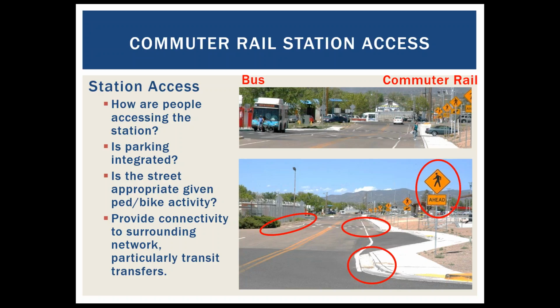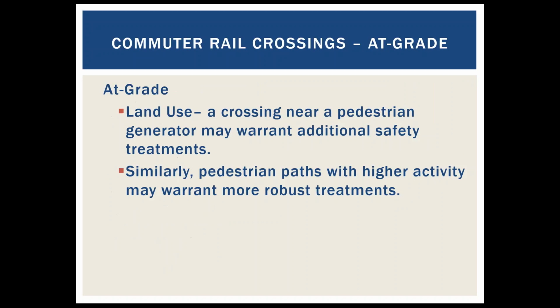Is signage effective, or is it not effective in alerting people to the conditions that are present? So those are considerations of ours as well. Again, making sure that there's continuity between all the modes and that there's clear indication where those interaction locations are. Those are some key elements that you just want to consider when you're looking at that commuter rail station access.